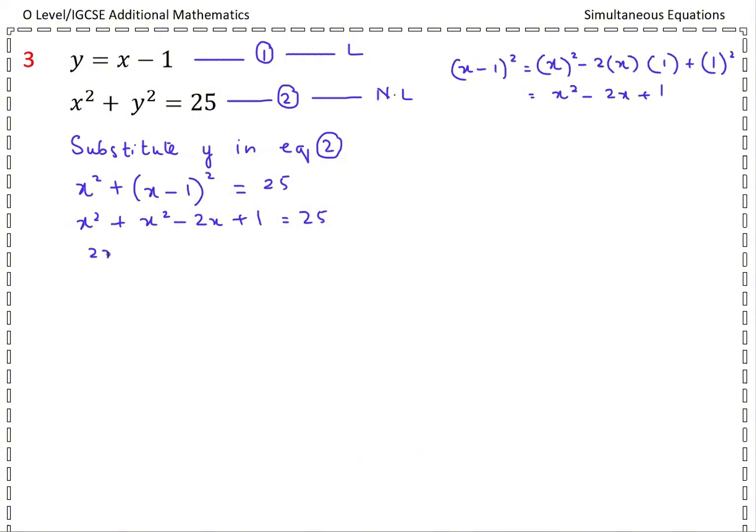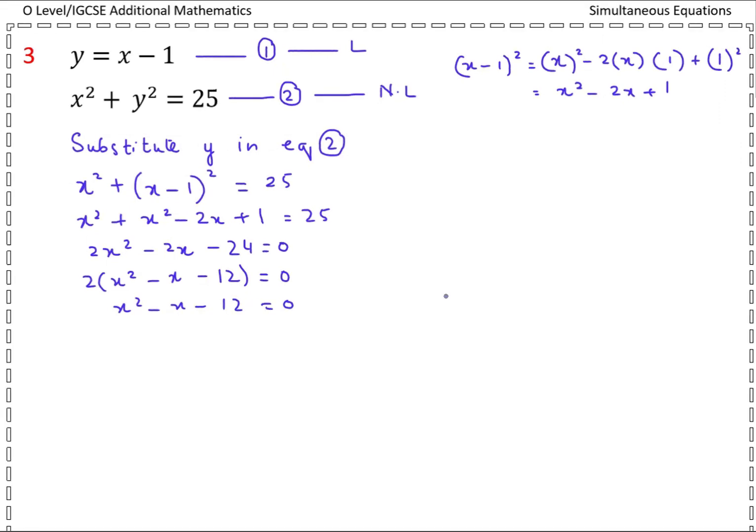Then we have 2x squared minus 2x plus 1 minus 25, which will be minus 24. We can take 2 as common so that we can get a simple equation is equal to 0. Then we have x squared minus x minus 12 is equal to 0. Now we'll solve this quadratic equation by middle term breaking.